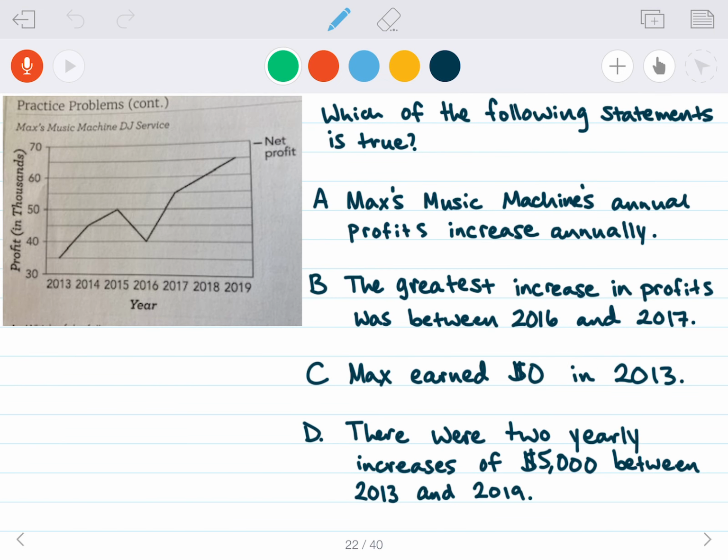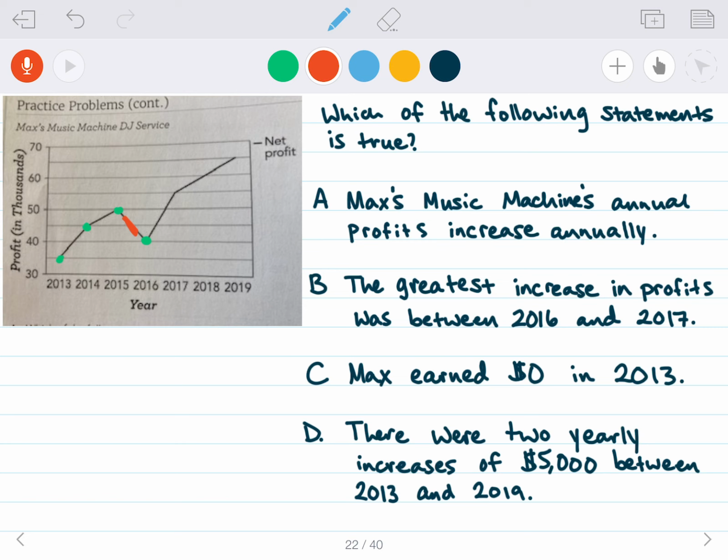Which of the following statements is true about this graph? It says Max's music machine's annual profits increase annually. Well, if we start at year 2013, it looks like it is increasing to 2014. From 2014 to 2015, it is increasing, but from 2015 to 2016, it's actually decreasing. So this little part right here is going to give us a contradiction. So A is not the correct choice here.